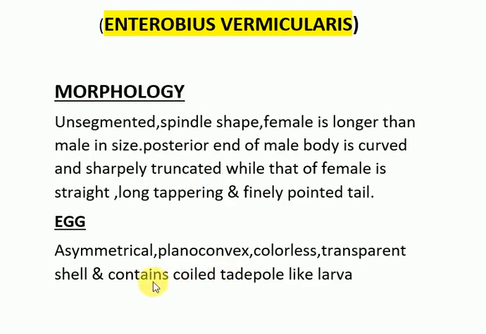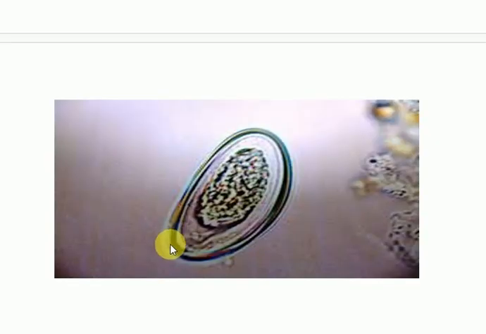Egg is asymmetrical, plano-convex, with a colorless, transparent shell, and contains a coiled tadpole-like larva. This is the egg of pinworm, which has a clear, transparent shell and tadpole-like larva in it.